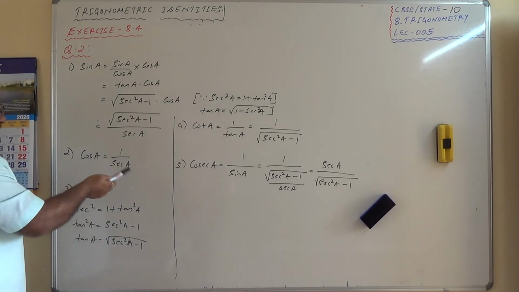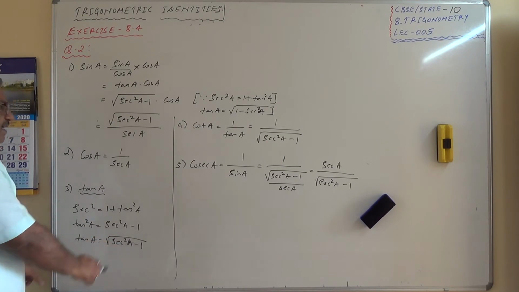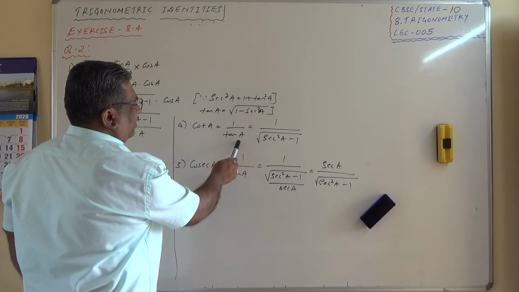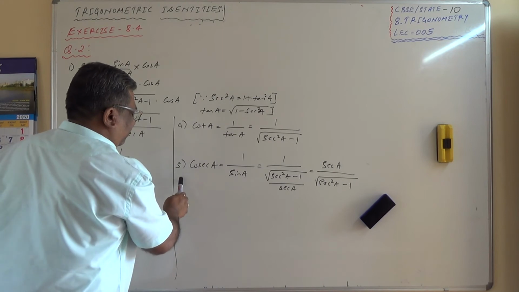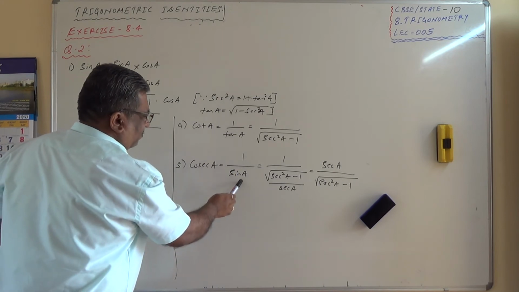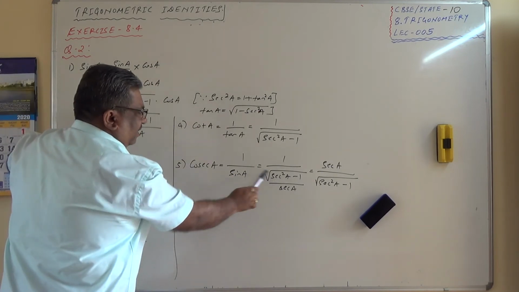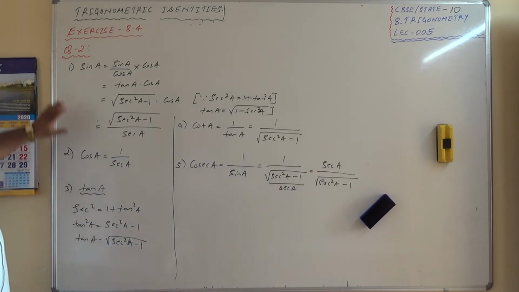Next, cos A, which is 1 by sec A. Tan A: we know that sec square is equal to 1 plus tan square, so tan square is equal to sec square minus 1. Tan A equals under root of sec square A minus 1. So this is how we can express tan A in terms of secant A. Fourth one, cot A equals 1 by tan A, and whatever the value of tan A I got, I have replaced it here. Fifth one, cosecant is 1 by sine, but we already know what sine A is. So this whole thing is replaced instead of sine A, and take a reciprocal once again to get the answer. So this is how question number 2 can be solved.